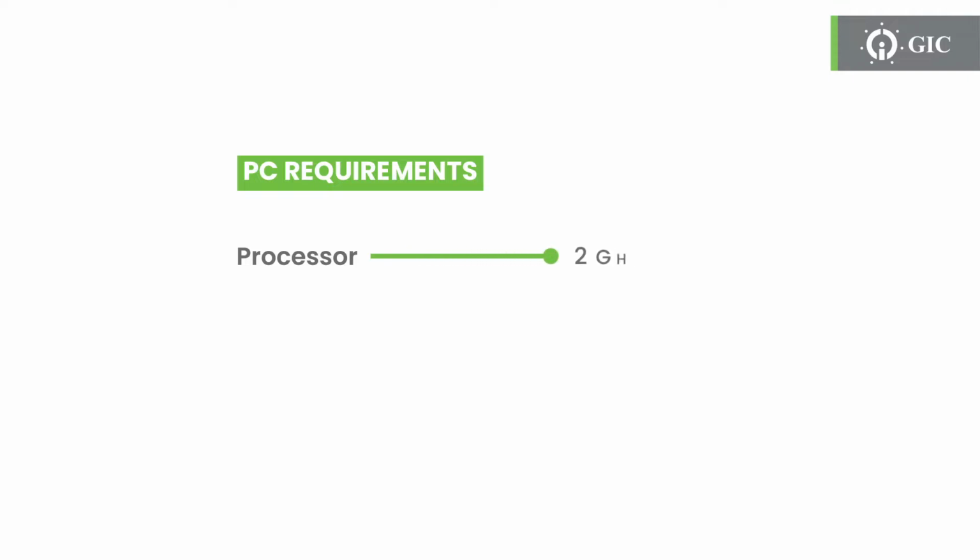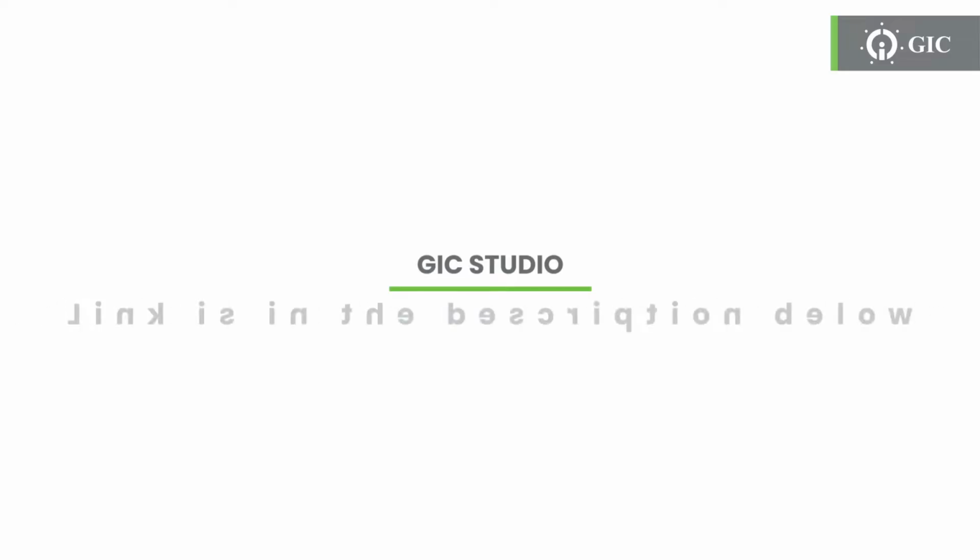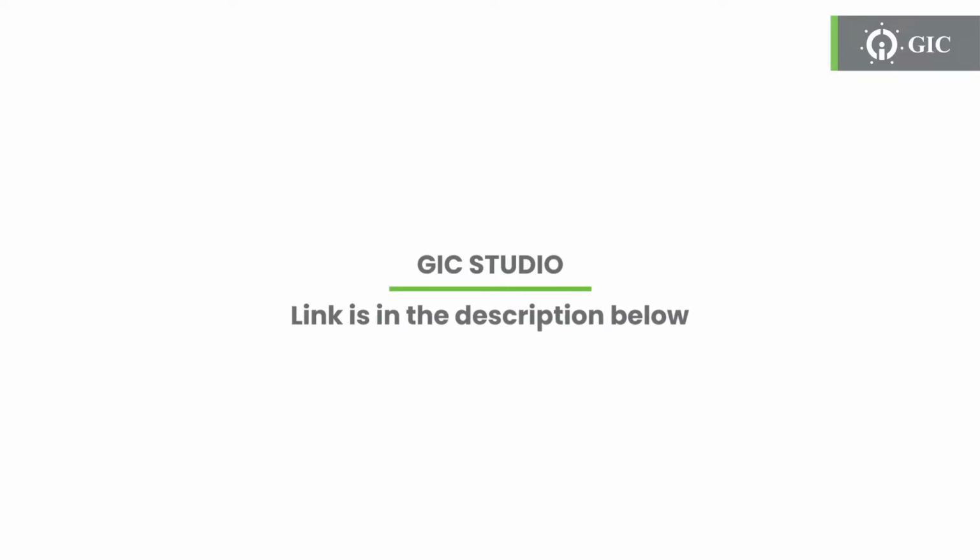Let's first take a look at the recommended system requirements for running the GIC Studio software smoothly. Although the software isn't technically demanding or hardware heavy, we recommend having a 2 GHz processor, 4 GB of RAM, minimum 10 GB of free disk space, and Windows 10 or Windows 11 operating system. Next, make sure that you have downloaded the latest version of the GIC Studio software from our website. The link is there below in the description as well.